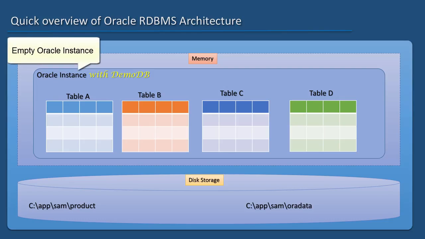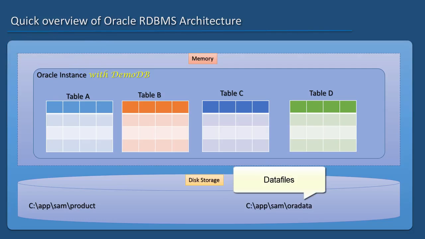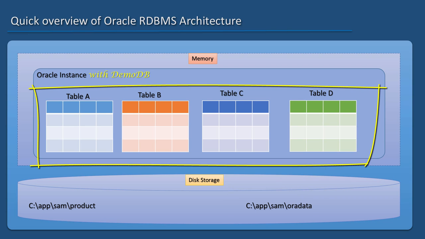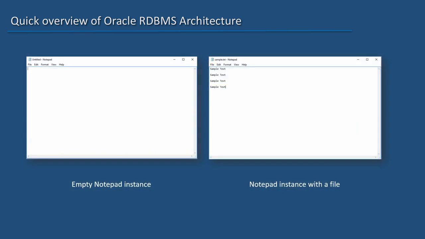So when we start up an Oracle database, two things happen. First, an empty Oracle instance gets created in the memory. Then that instance opens the data files belonging to the database, and the database will be available for use. More like when you click Notepad icon, it creates an empty Notepad instance in the memory. Then we either open a text file or create one.